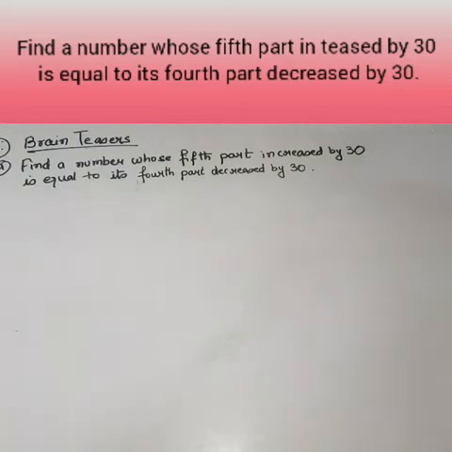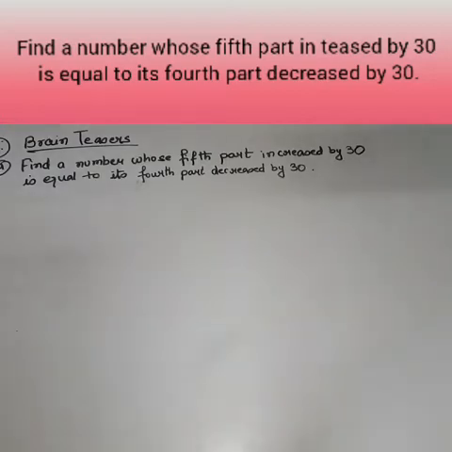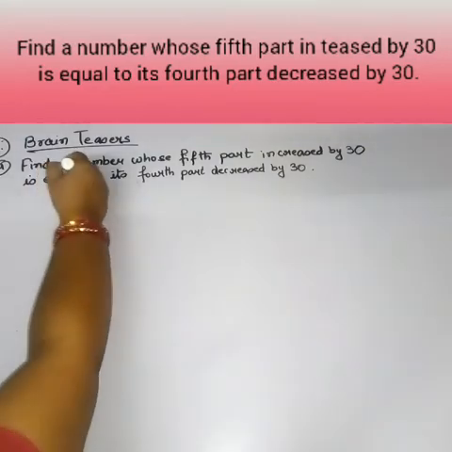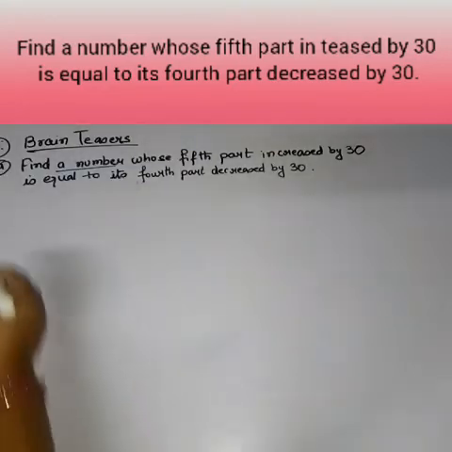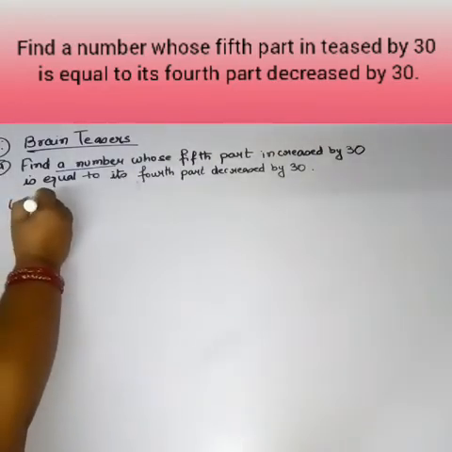Again, I am here with some questions from linear equation in one variable, class 8. The question is from Brintizer. The question is, find a number whose fifth part increased by 30 is equal to its fourth part decreased by 30. So, in the question it's written that we have to find a number. So, let the number be x.